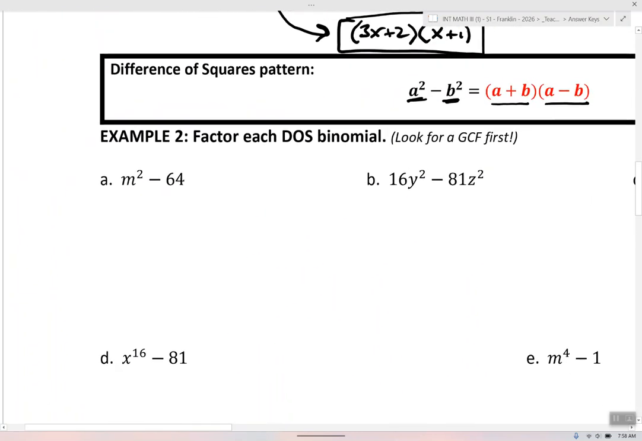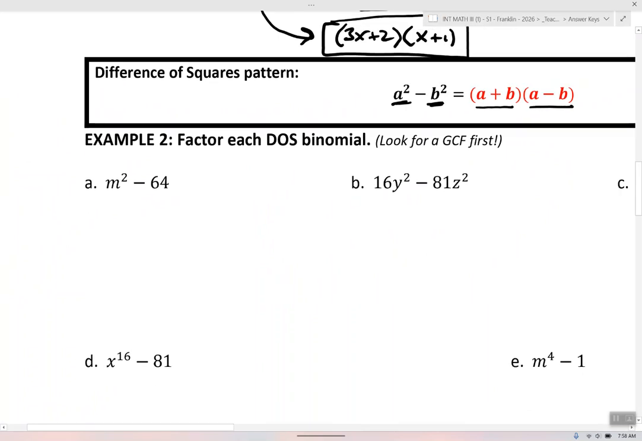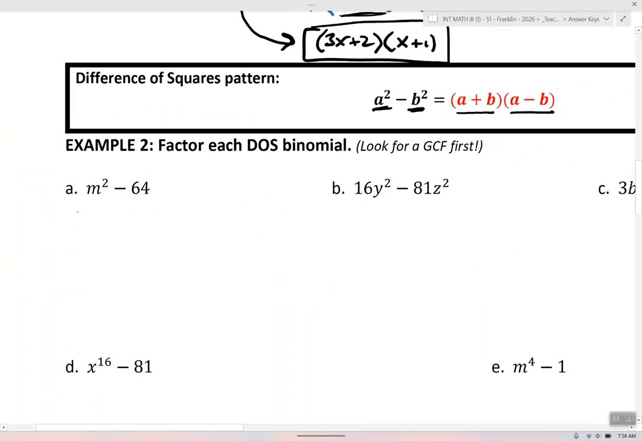So if I was going to do this the same way I would factor a trinomial, I could think of this as m squared plus 0m minus 64, and I would look for two numbers that multiply to negative 64 and add to 0, which would be negative 8 and positive 8.